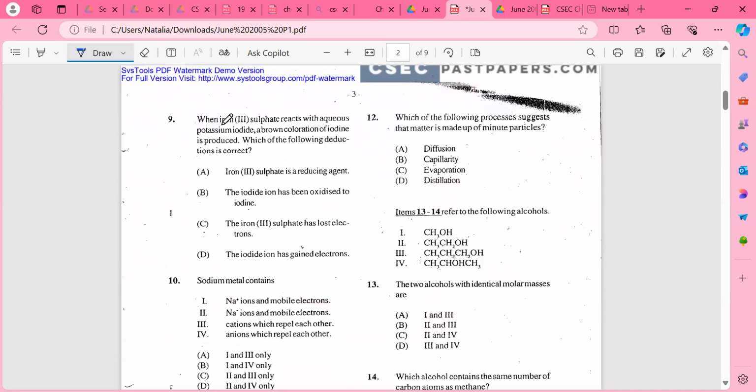When iron 3 sulfate reacts with potassium iodide, potassium iodide is a known reducing agent. When it acts as a reducing agent, a brown coloration of iodine is produced. So we get a brown solution. So this means that iron is a reducing agent. No, potassium iodide is a reducing agent. Reducing agents are oxidized, so iodide ions are oxidized to iodine. This is correct.